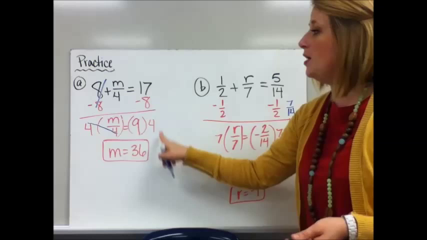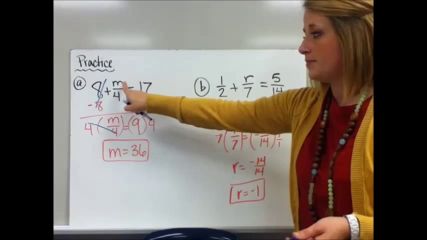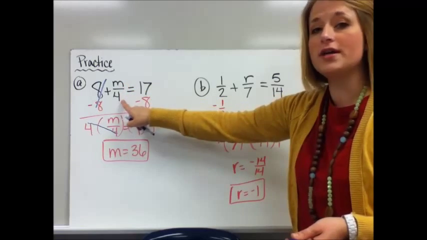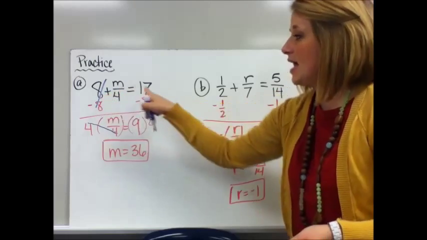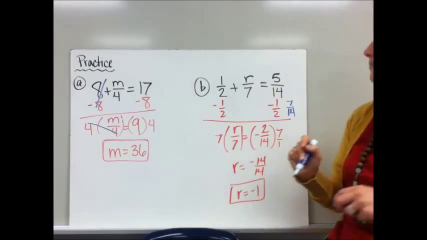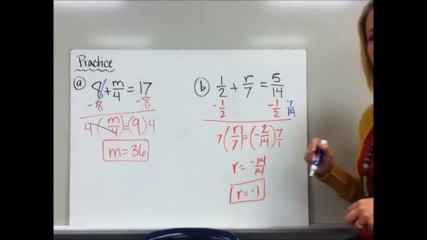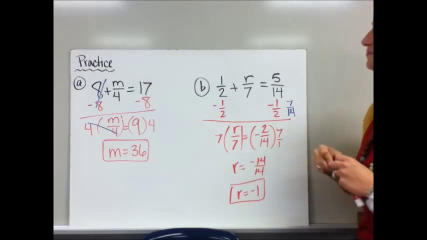Then check that in your head. Put 36 back in here. 36 divided by 4 is 9. 9 plus 8 is 17. That makes sense. Coming over to this one. This one looks pretty ugly. It might have scared you a little bit.